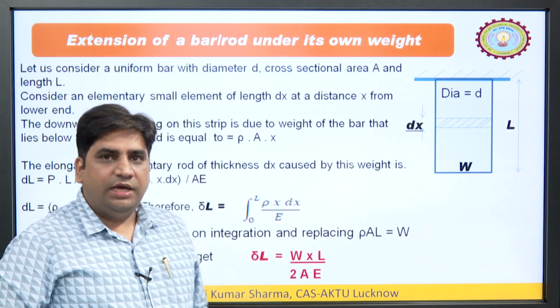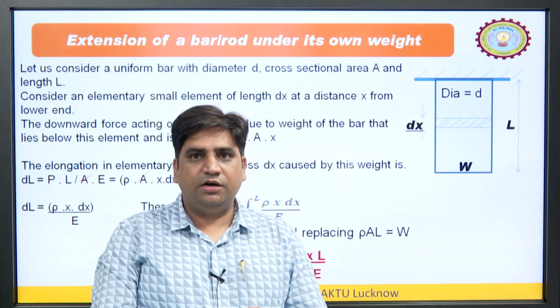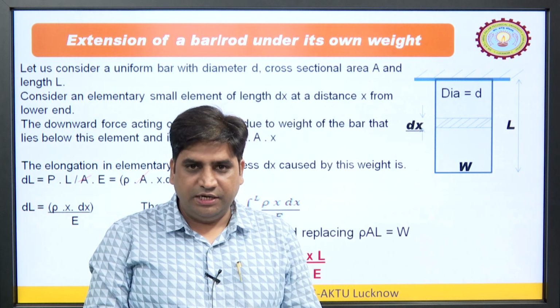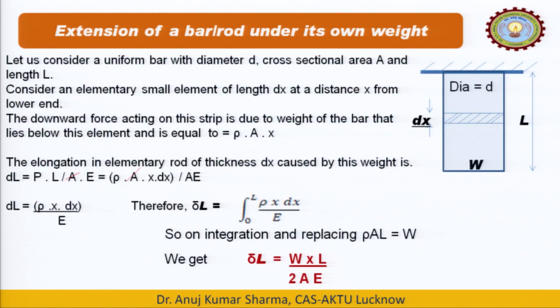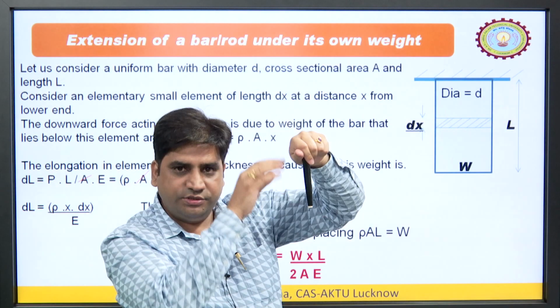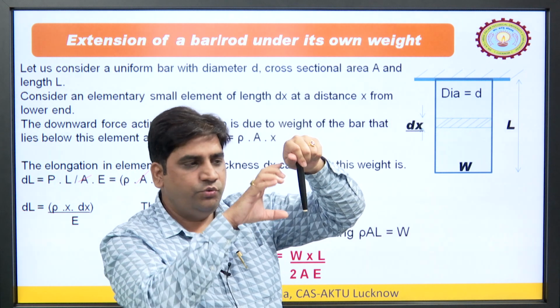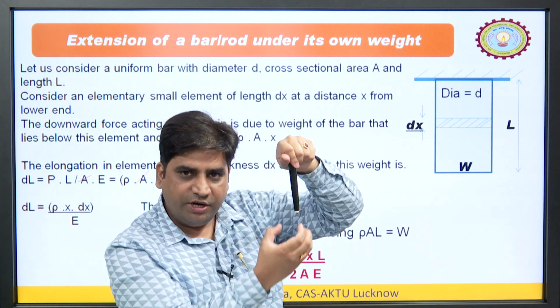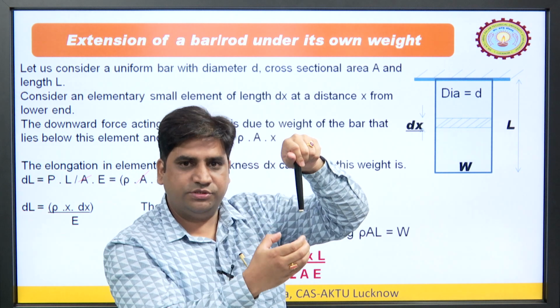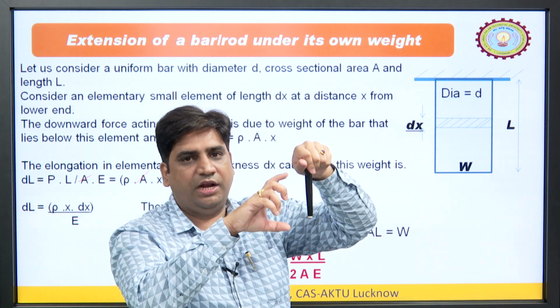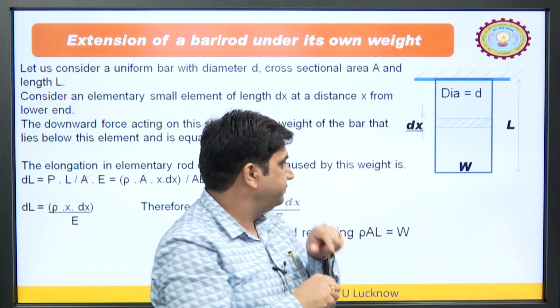Now, extension of a bar or rod under its own weight. Let us say this is the rod, a cylindrical rod hanged like this. It will have some weight, so because of its own weight, what may happen to its length over a period of time? Due to its weight it can come down, the elongation may happen to this rod. That elongation we want to calculate because of its own weight.